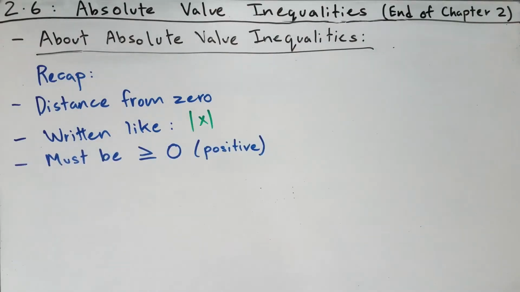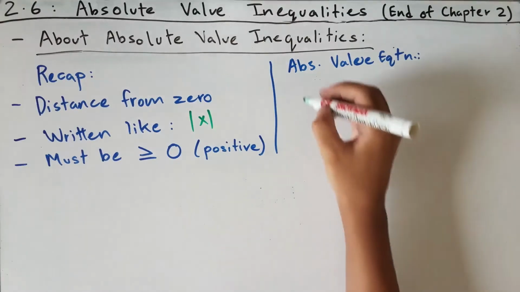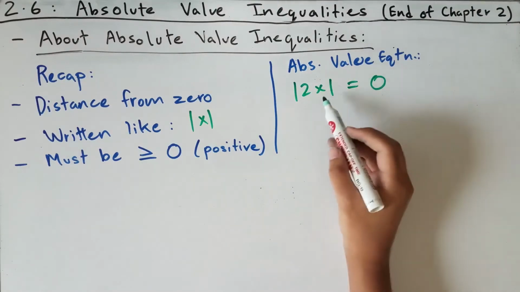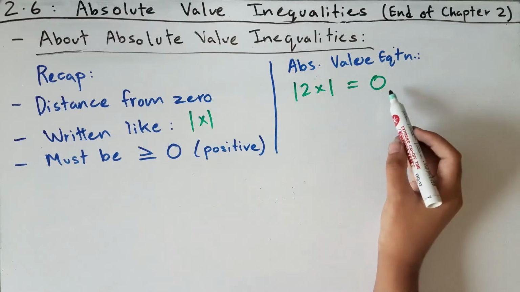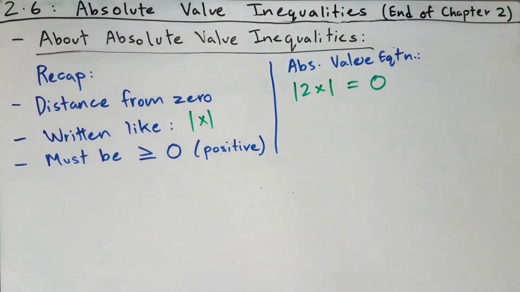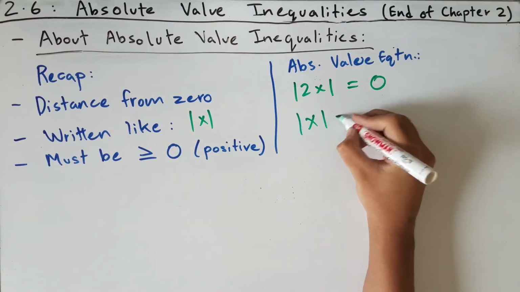In chapter 1 we also learned about absolute value equations, which are similar to absolute value inequalities. An absolute value equation is an equation in which the term absolute value is present. So you could say the absolute value of 2x is equal to 0. Since we have the expression 2x equal to another expression 0, we can say that this is an absolute value equation. Another example of an absolute value equation could be |x| is equal to 5.